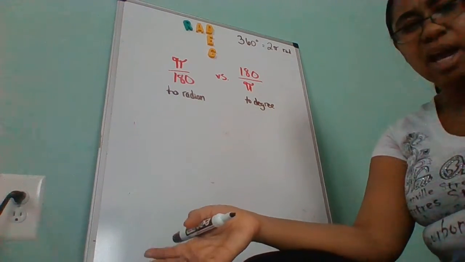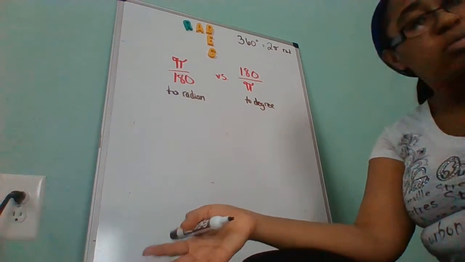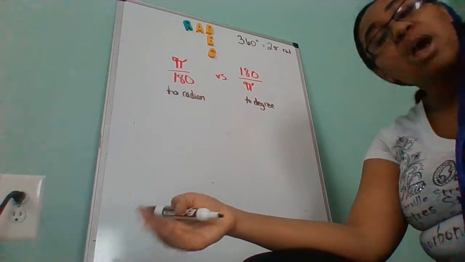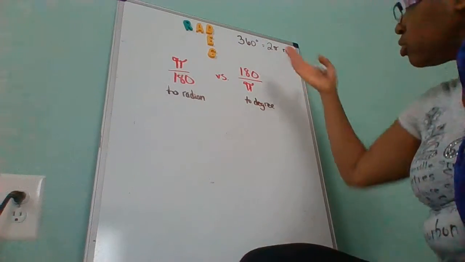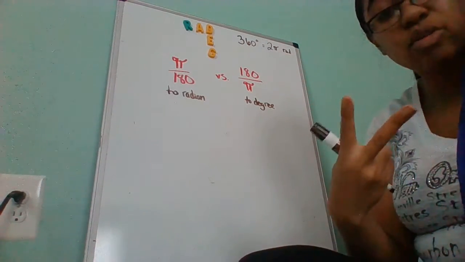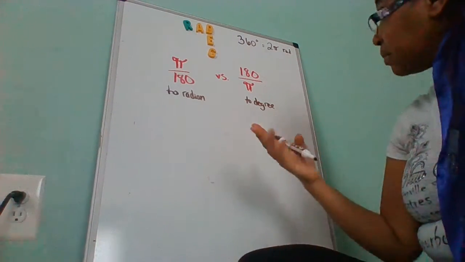So it's very much like how pennies are used to measure amounts of money. Dimes are also used to measure amount of money. So degrees and radians are 2 different units you can use to measure the same thing.